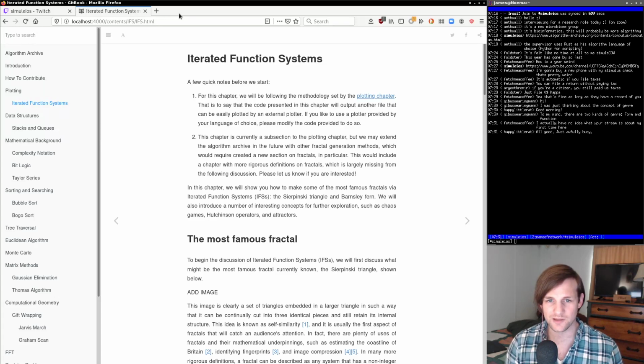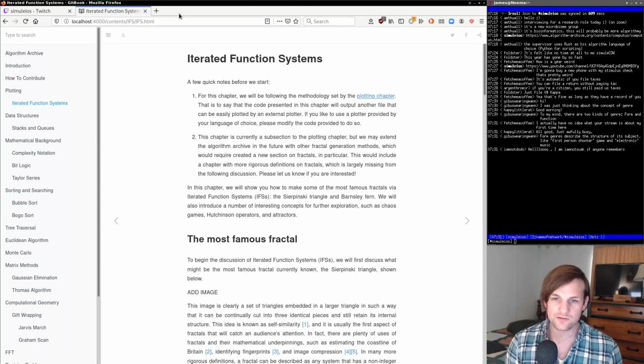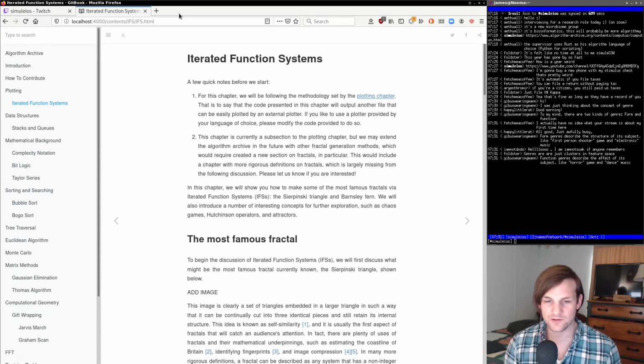This chapter is currently a subsection to the plotting chapter, but we may extend the algorithm archive in the future to other fractal generation methods, which would require a new section on fractals in particular. This would include a chapter with more rigorous definitions on fractals, which is largely missing from the following discussion. Please let us know if you're interested. In this chapter, we will show you how to make some of the most famous fractals via iterated function systems, the Sierpinski triangle and the Barnsley fern. We'll also introduce a number of interesting concepts for further exploration, such as chaos games, Hutchinson operators, and attractors.